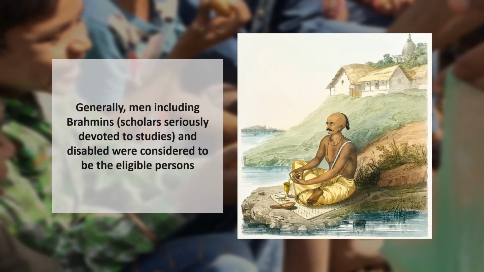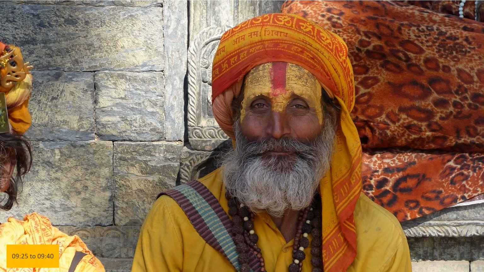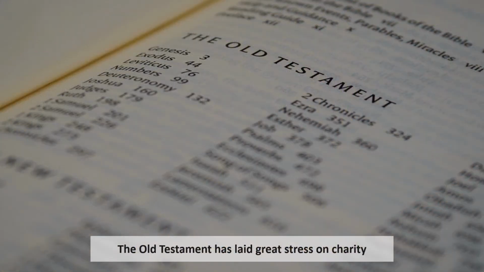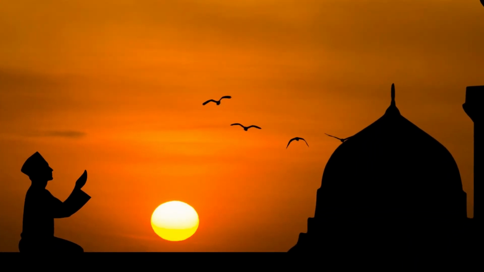Now, generally, men, including Brahmins, who are scholars seriously devoted to the study of the Hindu scriptures, and the disabled, were considered to be the eligible persons to be given charity. So when we talk about giving charity to people who deserve it, who are they? They are the Brahmins or the disabled who do not work but who deserve the charity that is given to them. Now, the Old Testament of the Bible in the Christian religion has laid great stress on charity. Like we've mentioned, it is written in the Bible, God loves a cheerful giver. So when a person gives, the person should give wholeheartedly, without any kind of restraint, not unwillingly but willingly giving whatever they have to give.